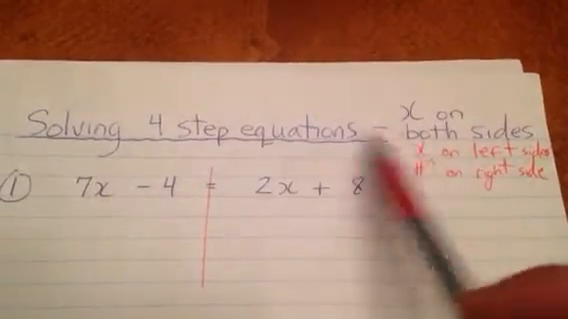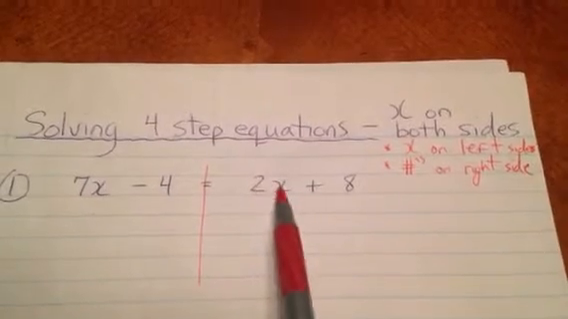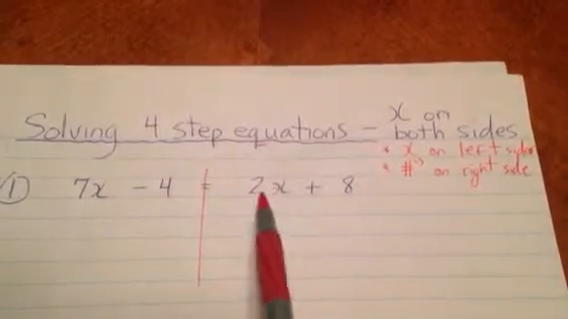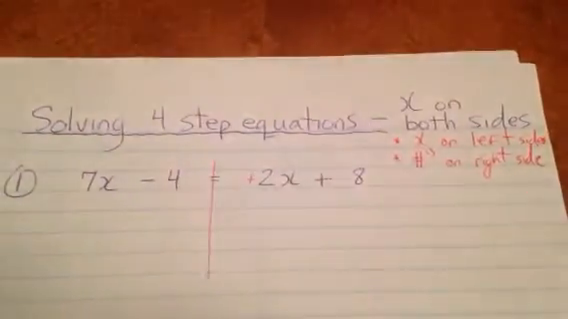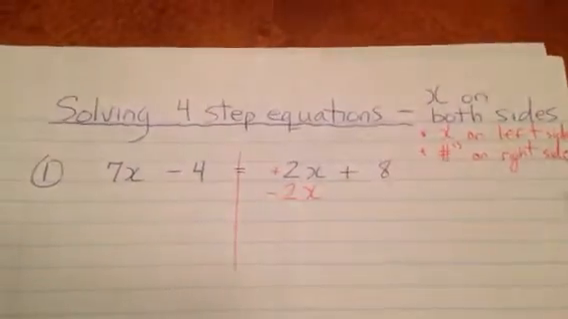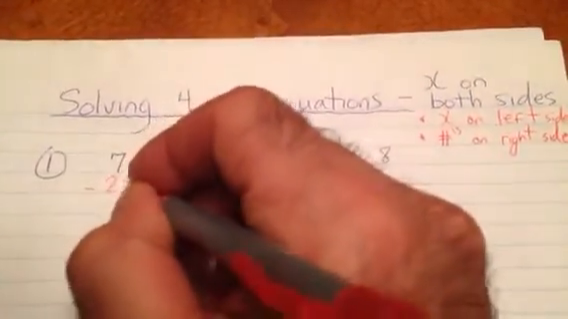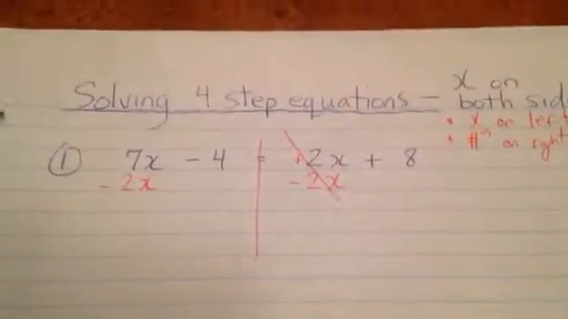Okay, so for example, if I want x's on the left side, notice that I have an x on the right side. I don't want this 2x. I don't want it here, so I want to get rid of it. How do I get rid of a positive 2x? I have to add its opposite, minus 2x. Whatever I do to one side, I do to the other. Okay, so I've done that. This cancels out, right? Perfect.